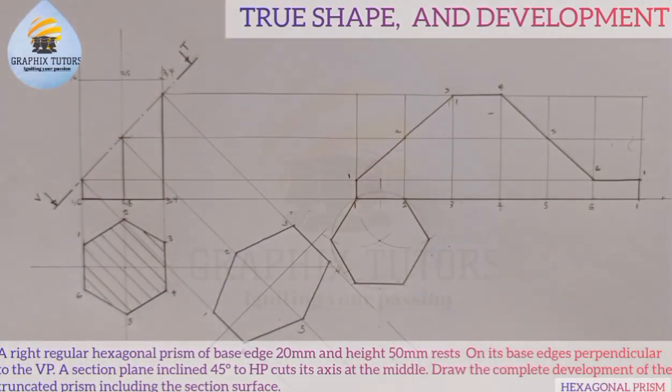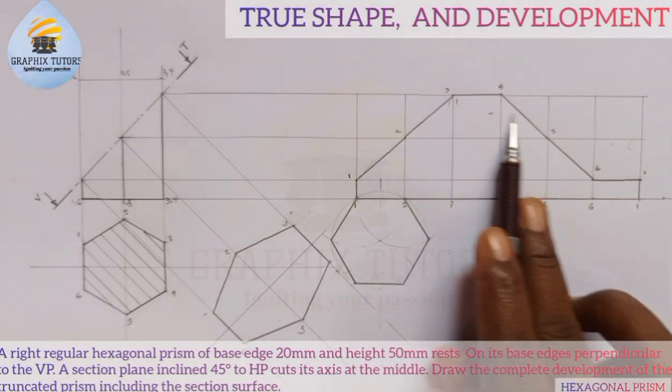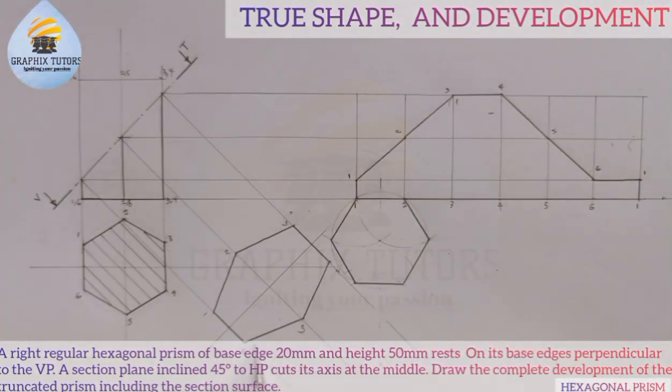I see that. So this is what we call the bottom surface, right? This is the lateral surface. This is the true shape, right? That is the section part. And this is how the plan will look like, right?